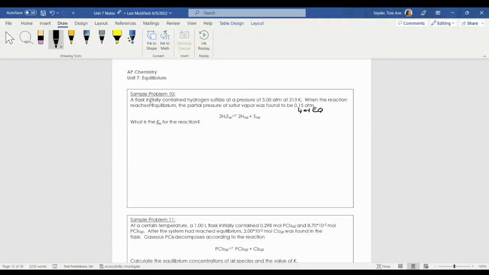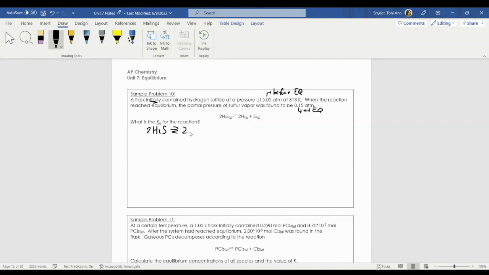Whereas a flask initially, that's important. This is before equilibrium. So I put in hydrogen sulfide until it had a pressure of 5 atmospheres, let it react, and I found out that the partial pressure of sulfur vapor was 0.15 at equilibrium. We want to know the value of Kp for this reaction. So let's go ahead and set up an ice chart.